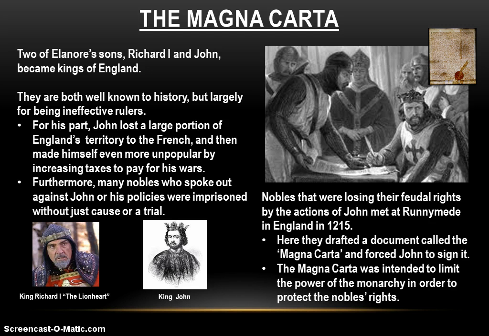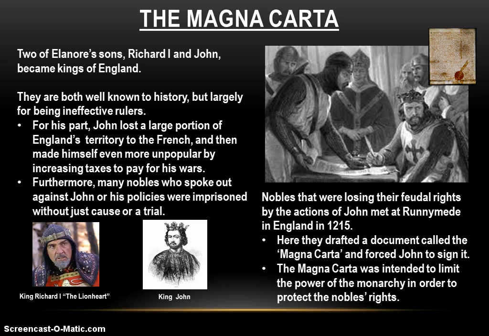And here they drafted a document called the Magna Carta. In Latin, it means the Great Charter. And they force the king to sign it. Now, how can they do this? How can they force the king to sign this document? Remember, this is feudalism, and as much as you have a centralized government in England, the king still needs the nobles and their armies. So they do have some sway over him.